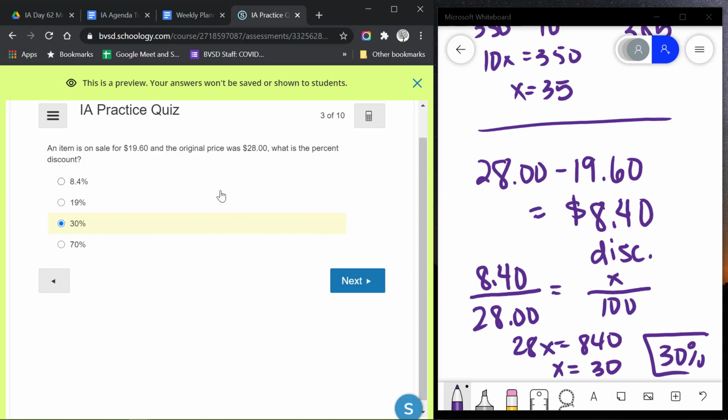Now, you can go ahead and check this. If you take $28 and multiply it by 0.3, which is the decimal version of 30%, you should get back to $19.60, and then you'll know if you got it right.